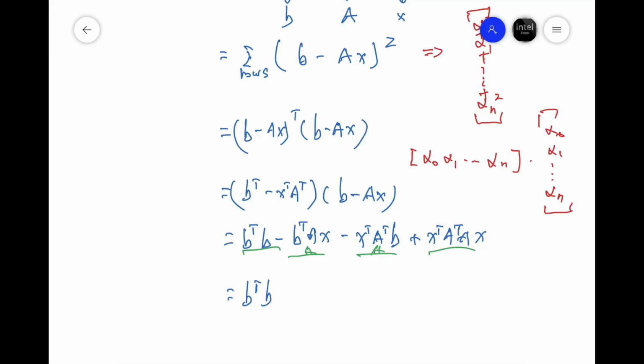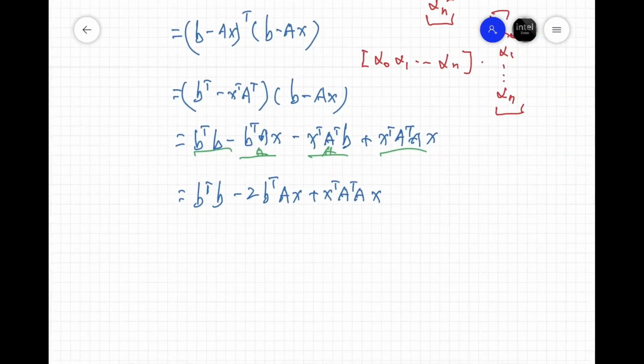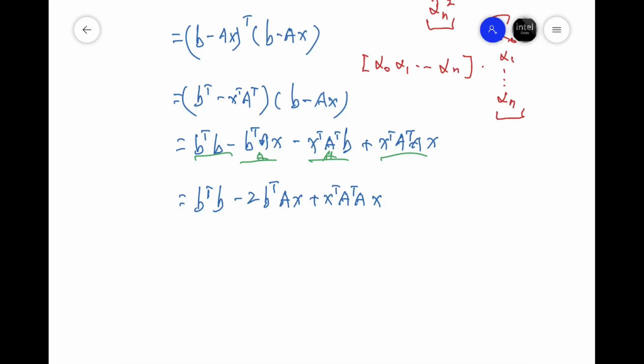Let's combine them. So I will take the one term which does not have the X transpose. So we have this one: 2 times B transpose AX plus X transpose A transpose AX. Well. Now we have reached a very beautiful equation. It looks very similar to its 1D counterpart, which is this thing here. If you ignore its matrix property, this is just the quadratic function.